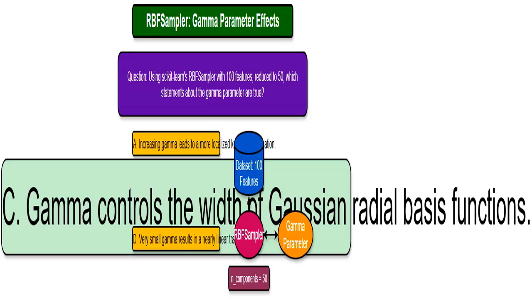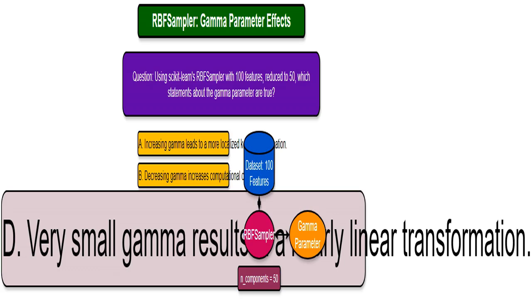Gamma directly controls how wide or narrow the bell curves, Gaussian functions, are. It's the primary way we control the localization of the kernel approximation. A very small gamma makes the Gaussian curves extremely wide, effectively making the approximation more linear. The influence of individual data points becomes less significant, and it's like we're approximating a simple linear relationship.